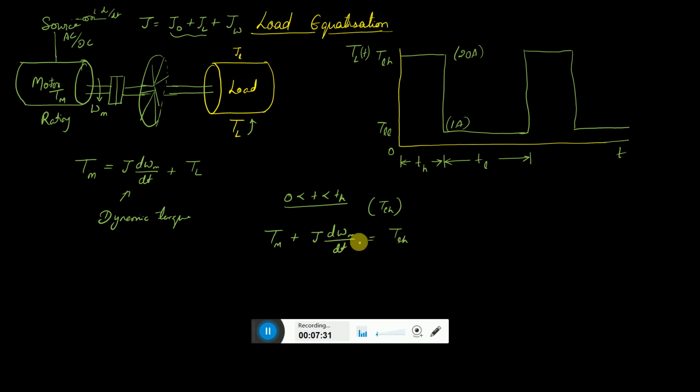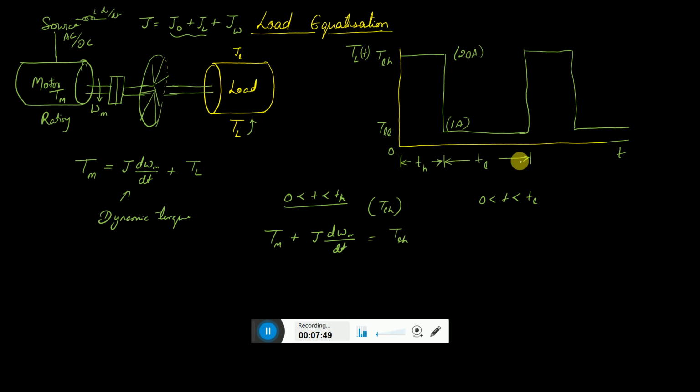Now the equation suddenly changes. Now this dynamic load torque adds to the motor torque to fulfill the load torque.